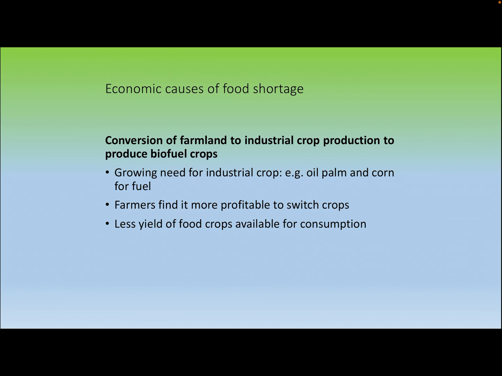Farmers will pivot to it, right? When they switch to biofuel crops, what are they switching from? They're switching from food crops. So you have less edible food crop, and you will trigger food shortage. Why? Because the farmers will find it more profitable to be growing biofuel crops.